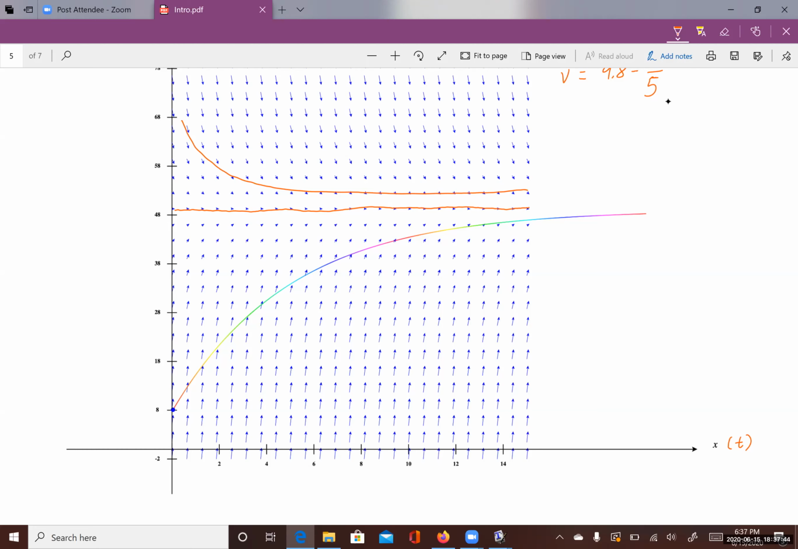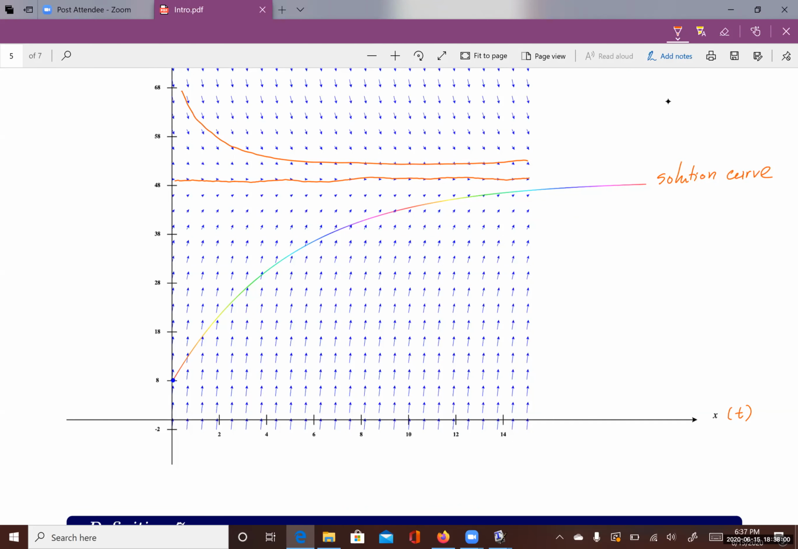And this curve here is one of the solution curves. Or you can call it a trajectory or solution curve. This solution curve is the one for this initial value. So the initial value of this solution curve in this picture should be v0. When t equals 0, v equals 8 is the initial value, right?